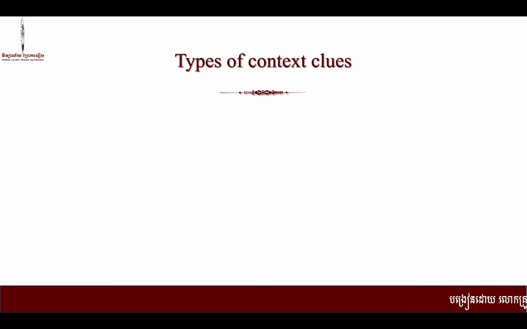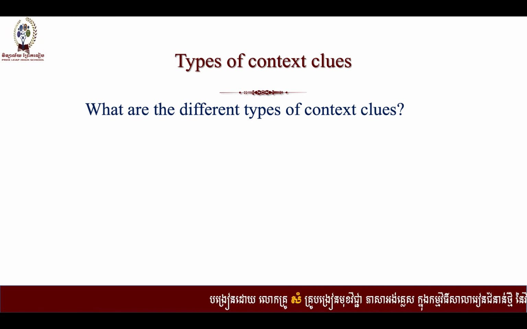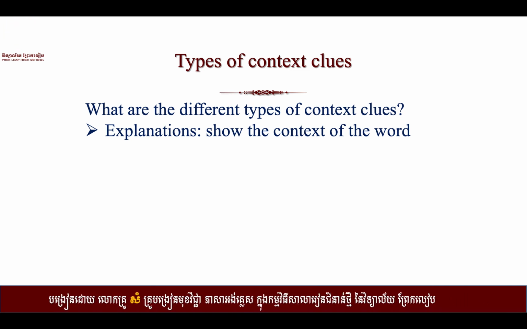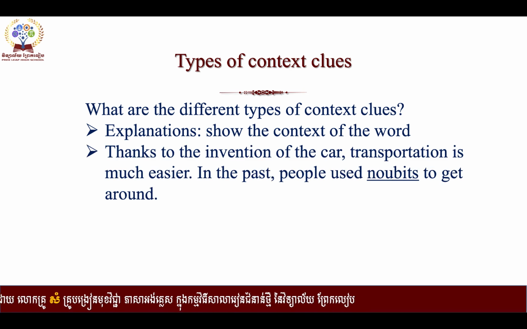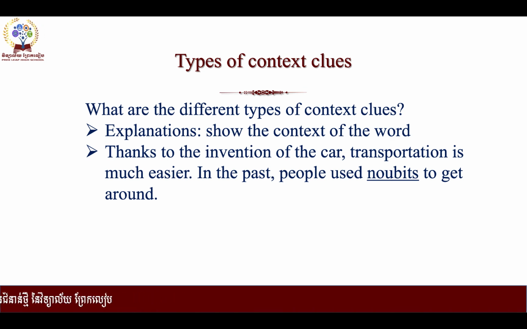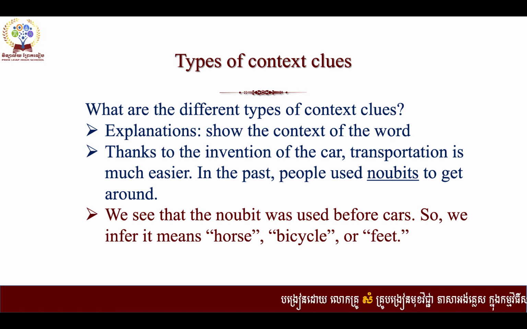Now let's look at different types of context clues by looking at the examples that we just went over. There are different types of context clues, or hints, that we can find in a sentence that show us or suggest what the meaning of a word is. One type is explanations, which show the context of the word. In the first sentence, we saw, thanks to the invention of the car, transportation is much easier. In the past, people used nubits to get around. Here we might ask, what does nubits mean? Well, we see that a nubit was a form of transportation. It was used before cars. So we might infer that it means a horse, a bicycle, or feet, which are modes of transportation that they used before cars were invented.